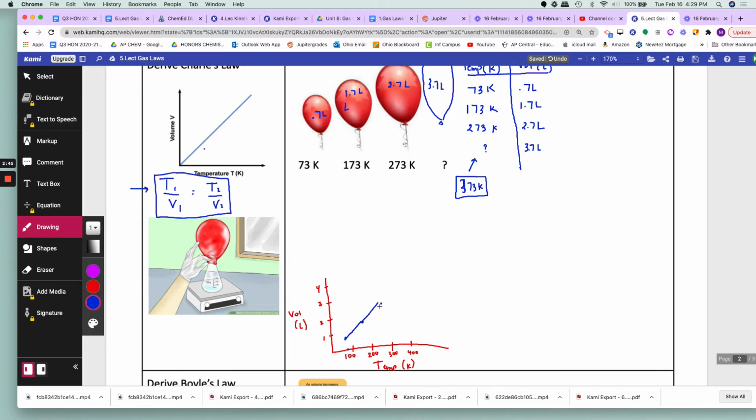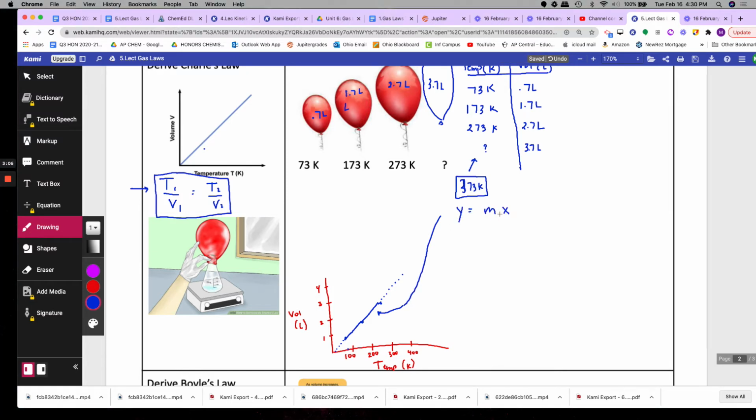If we wanted to know what happens at a higher temperature, we can take this line and extrapolate or extend it. Another way of doing that is to find the equation of this line, which is y equals mx plus b. Find the slope and see how it changes. So let's go ahead and look at this equation, y equals mx plus b.